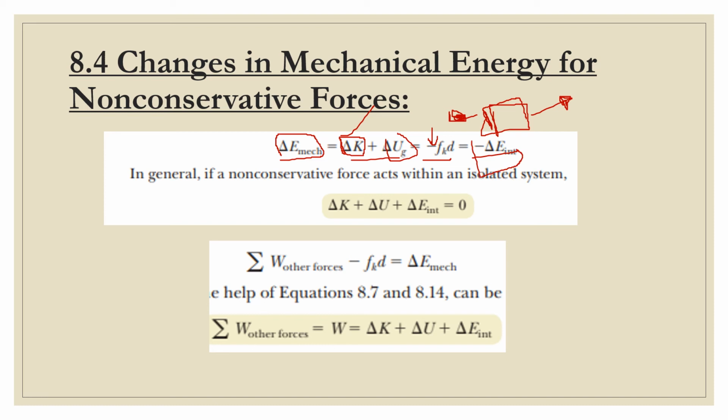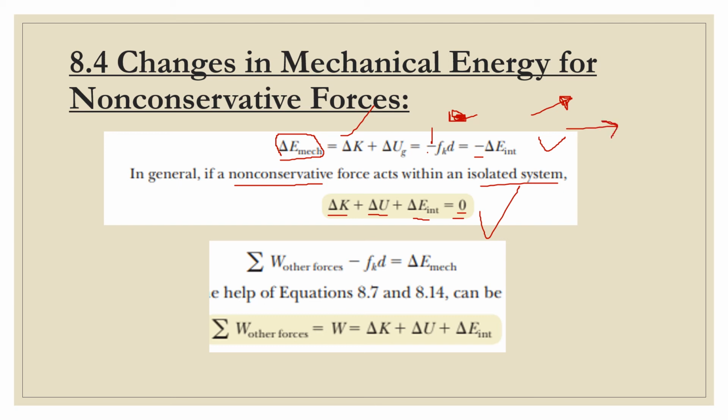So in general, if a non-conservative force acts within an isolated system, so what does isolated system mean? The system's total energy is equal to 0, and the total energy is equal to the change in kinetic energy, the change in potential, and the change in internal energy. I hope this one is clear, and this one is clear also. This one is negative, as we said, because it is opposite to the direction. So for the change in mechanical energy, the book is going this way, and the friction is going this way, so it's going to be negative, opposite to the sign.